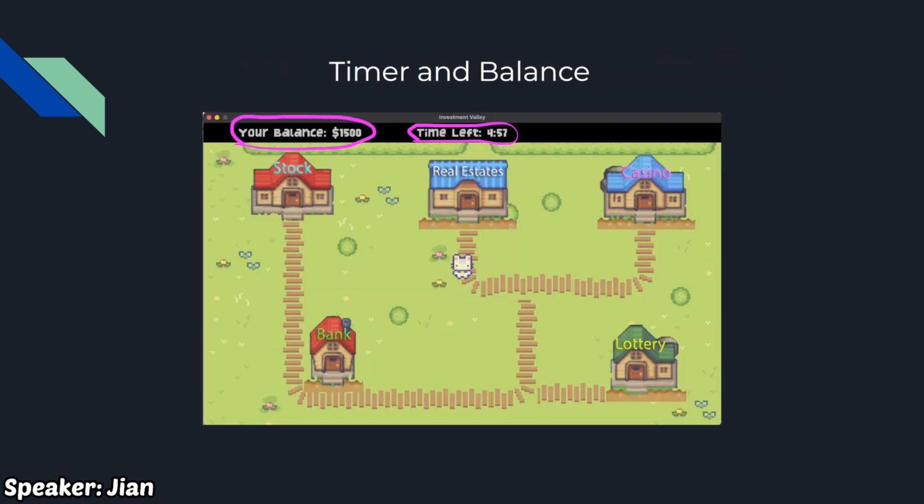Timer and balance. I also added a timer of 5 minutes for each round. When the time is up, your score will be the total balance amount, and the initial balance is $1,500. So it is important for the player to make use of different kinds of investment tools to make as much money as possible.